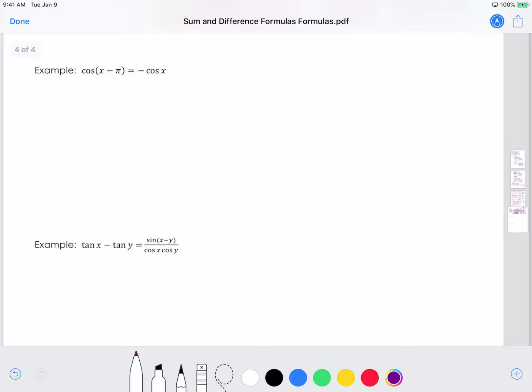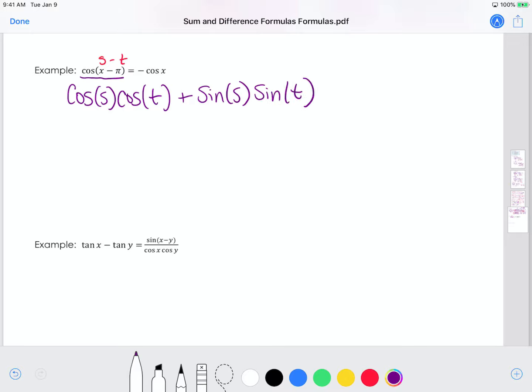Okay, let's prove this next identity using the difference formula for cosine. Think of this as my s and this as my t. So I have cosine of s minus t. So I'm going to rewrite cosine of x minus pi using our formula. So using the difference formula for cosine, I have cosine of s, cosine of t, plus sine of s, sine of t. And we want to show that that's equal to negative cosine x.